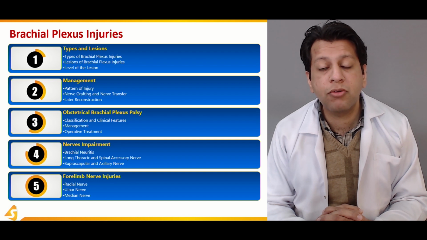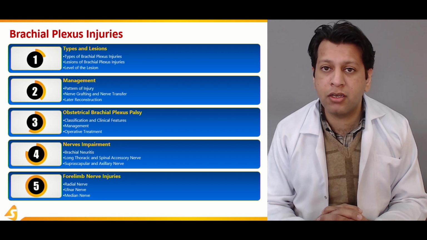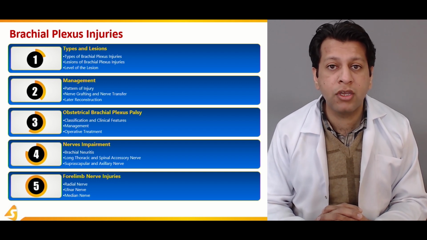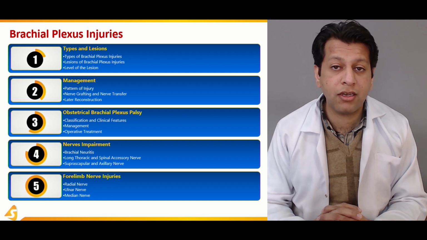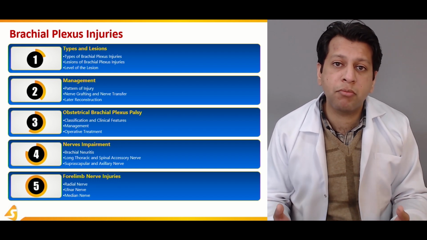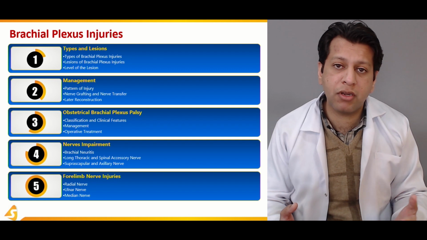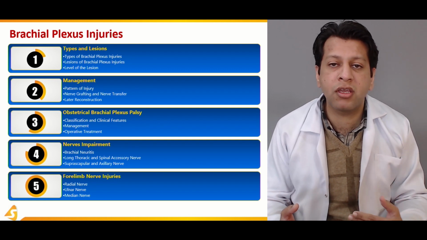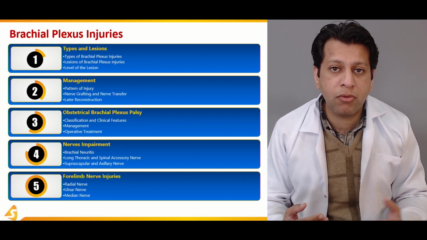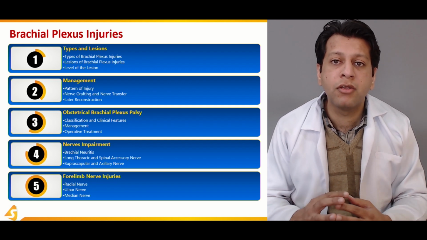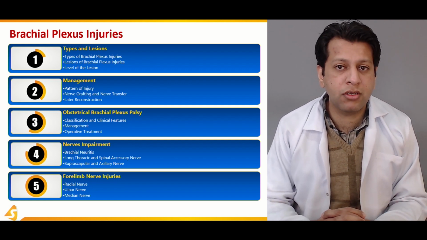The three major nerves, that is the radial nerve, median nerve, and ulnar nerve, we'll be going through in the last section, and we'll be briefly going through the upper peripheral nerves exiting from the brachial plexus, such as the suprascapular nerve, axillary nerve, and the long thoracic nerve of Bell.